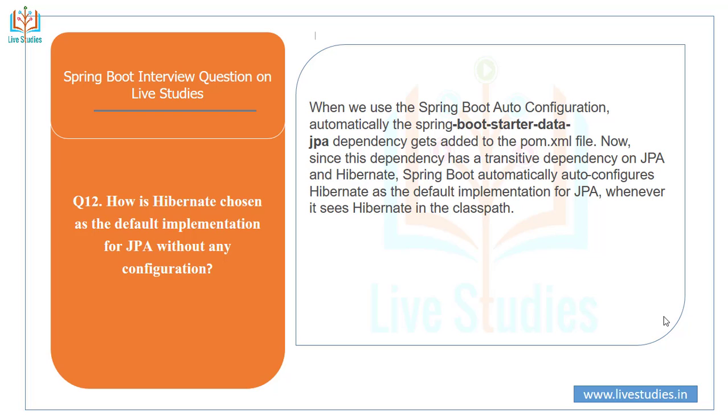Another question: how is Hibernate chosen as the default implementation for JPA without any configuration? When we use Spring Boot auto-configuration, the spring-boot-starter-data-jpa dependency gets added to the pom.xml file. Since this dependency has a transitive dependency on JPA and Hibernate, Spring Boot automatically auto-configures Hibernate as the default implementation for JPA whenever it sees Hibernate on the classpath.